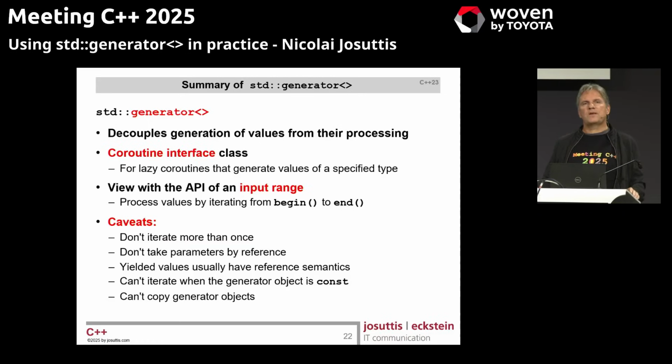You can specify the type that is co-yielded, and of course, if the type is a variant or something like that, you could also co-yield different values of different types. And then from the user's point of view, it's an input range, so you can iterate once from begin to end, or once onwards until you either reach the end or give up. And you have seen the caveats we have discussed, or partially even seen as an effect, in this talk.